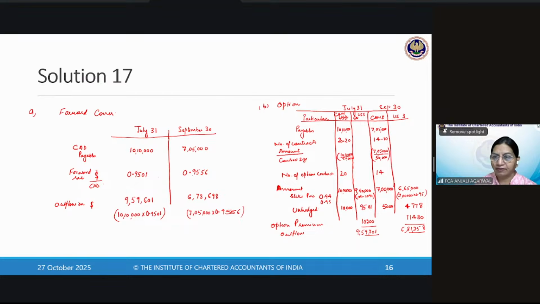So we can definitely say that forward cover is better than the option cover, firstly. Secondly, there is another problem in option cover, which is that we are not completely hedged. We have left 10,000 and 5,000 uncovered. That is the second problem. So no doubt in this question, we would recommend a forward cover to the person.